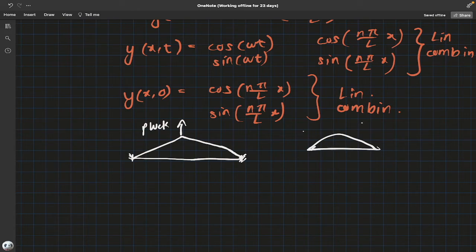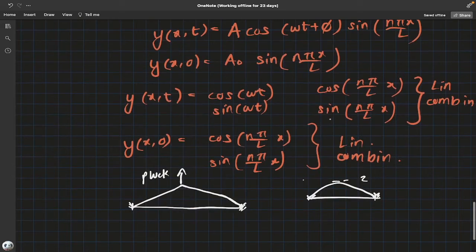Then all we would have done is find the weighting constant. So if there's a 2, our constant in front of the sine would have been 2, and the initial part is 2 times sine of whatever wavelength times x, and then we're done, and we just multiply the time part, and then we're done.